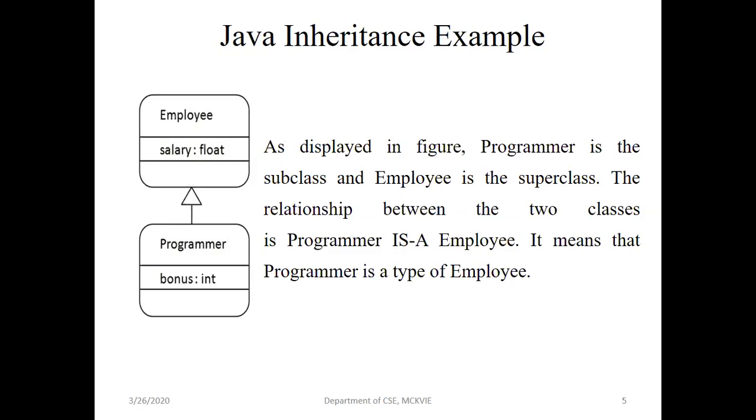Java also supports a has-a relationship. It is called aggregation. I will discuss this topic later on. So this is inheritance. This inheritance feature can be interpreted as an is-a relationship between parent class and child class. So here, according to this example, we can say programmer is an employee, that means programmer is a type of employee.